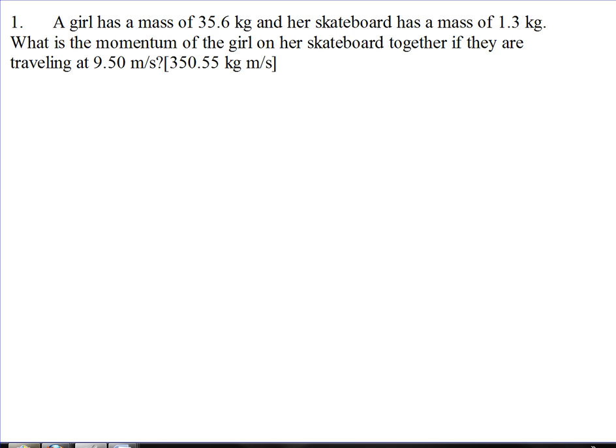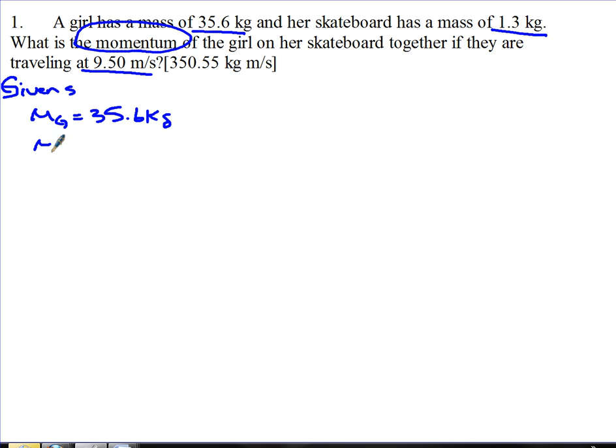Let's look at this problem right here. Suppose I have a girl who has a mass of 35.6 kilograms, and she's on a skateboard of 1.3 kilograms. I want to know their momentum if they're both traveling at 9.5 meters per second. Well, let's list off our givens. The girl has a mass of 35.6 kilograms. The board has a mass of 1.3 kilograms. And they're both traveling at a velocity of 9.5 meters per second. My unknown is momentum, so P is what? I don't know.